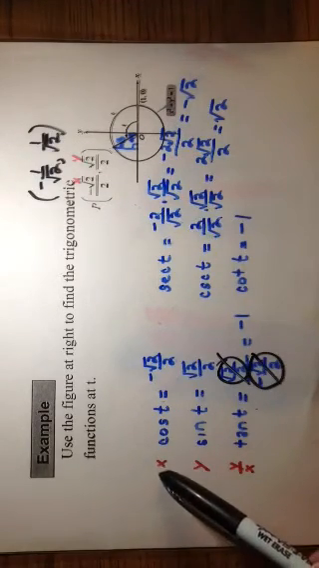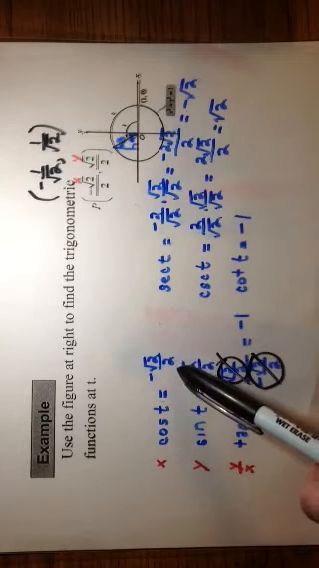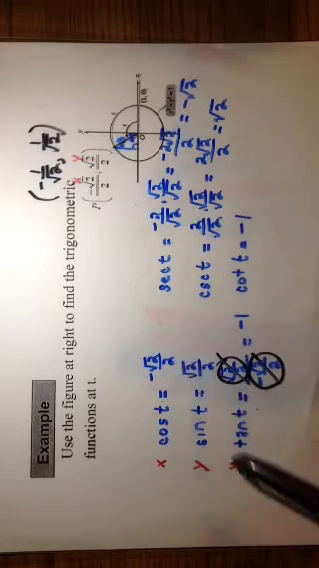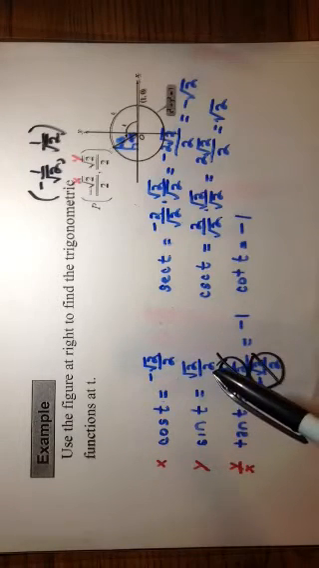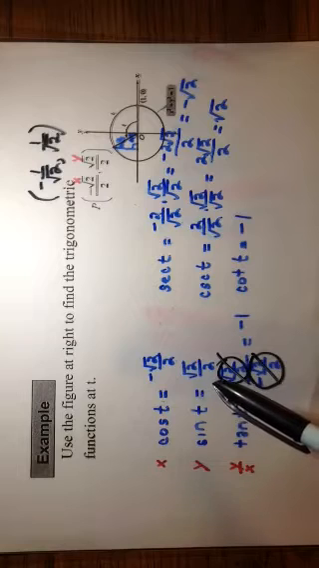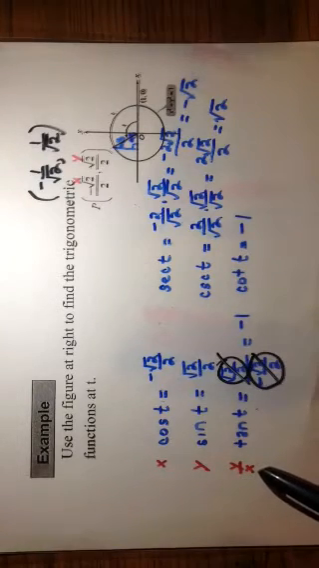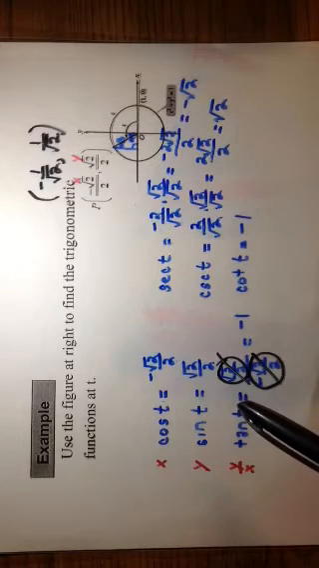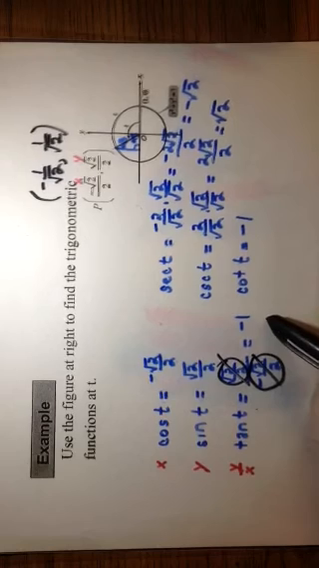So remember, cosine is x. The x-coordinate would be negative square root of 2 over 2. Sine would be y, and we can see that would be the positive square root of 2 over 2. And then for tangent, we take y over x. Square root of 2 over 2 over negative square root of 2 over 2 reduces to negative 1.